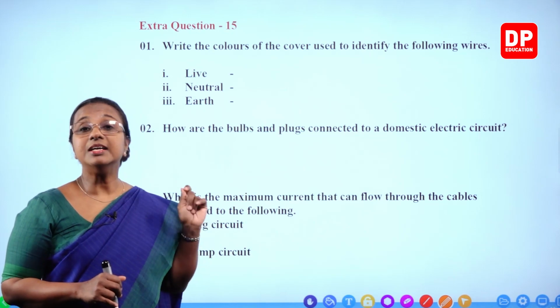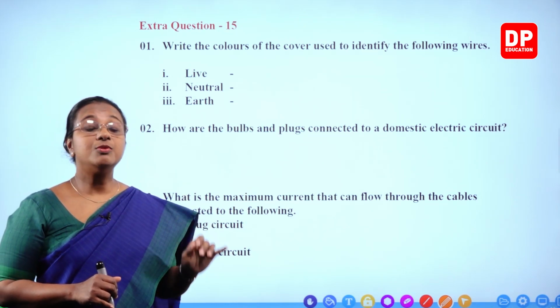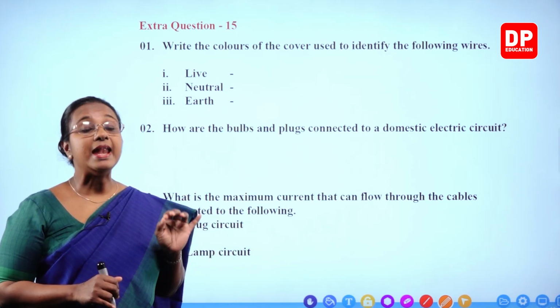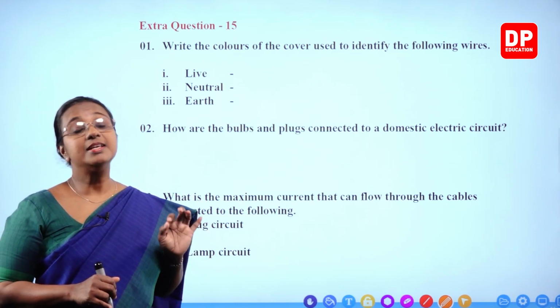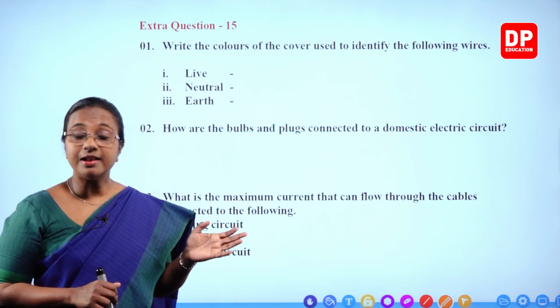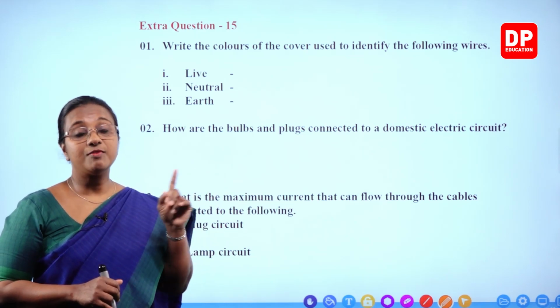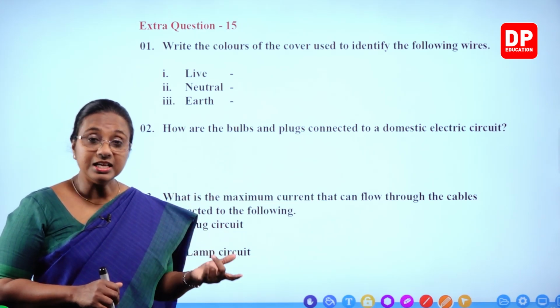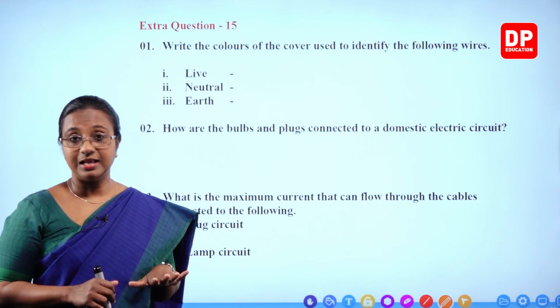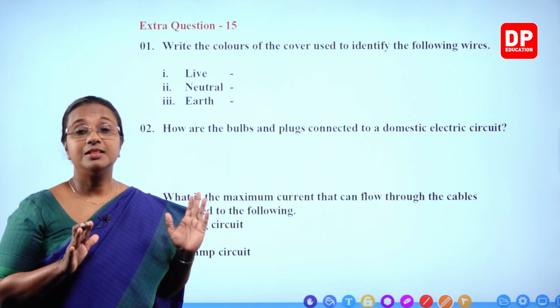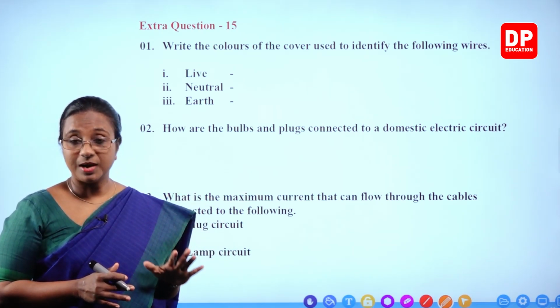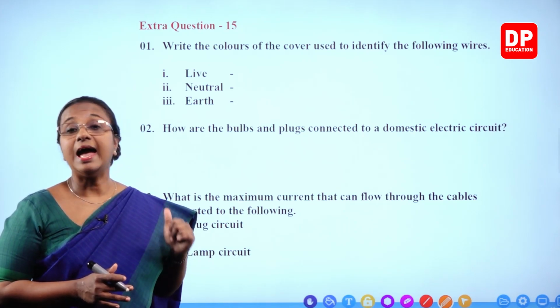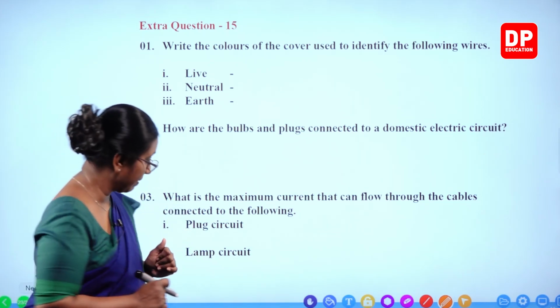Now, live wire is brown in color, neutral wire blue, and the earth wire it is green. Earlier you all can remember, students, the live wire was red in color and the neutral wire was black in color. But nowadays, the wires, live wire is brown, neutral blue and earth wire green. You have to remember that.